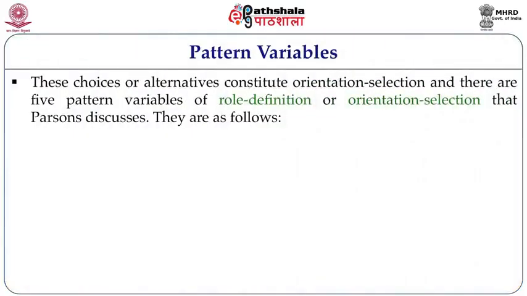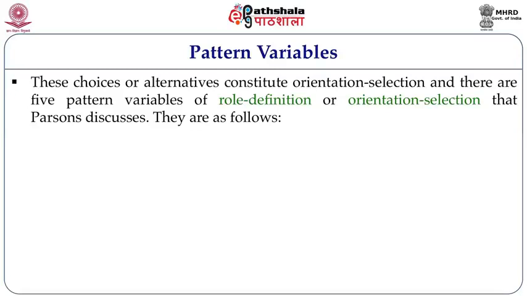Another important idea developed by Talcott Parsons within his functional analysis is the idea of pattern variables. He said that pattern variables are basically a kind of inherent dilemma that comes into play in the action of an individual. They are seen by Talcott Parsons as a tool for structural analysis, which explains the nature of the dilemma that the individual faces in their action. For example, he talks about the choices or alternatives that constitute the orientation, and there are basically five pattern variables of the role definition or orientation that the person chooses.